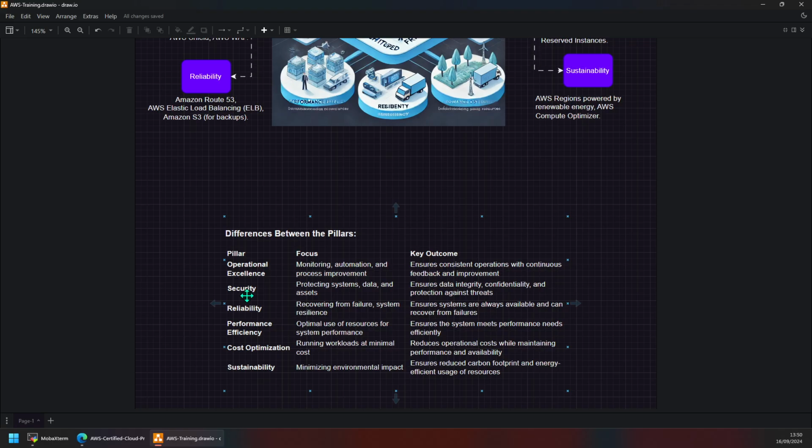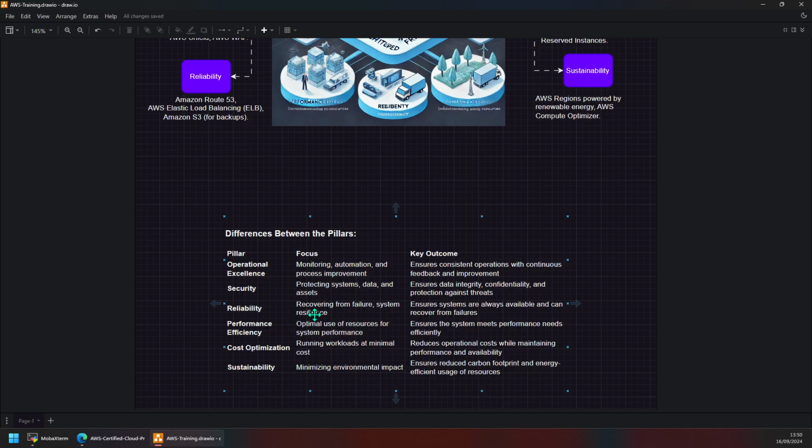Now, in terms of security, it is about protecting systems, data, and assets. These are the three critical values, and it means ensuring the data's integrity, confidentiality, and protecting against threats. So these are some important key outcomes over here.